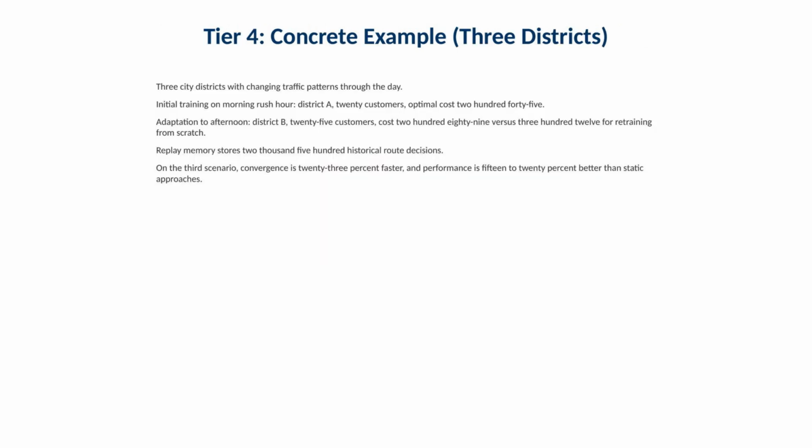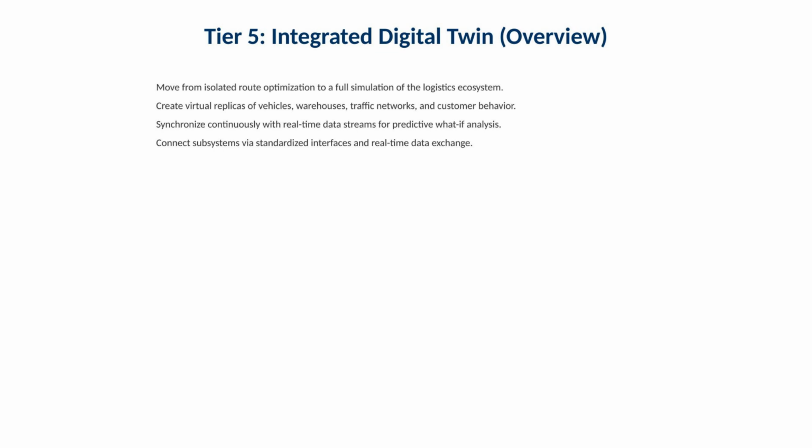In the example, the company operates in 3 districts with different traffic patterns. Training begins on morning rush hour in District A with cost $245. When adapting to District B, the approach achieves cost $289 compared to $312 for retraining. Replay memory stores 2,500 historical route decisions, enabling faster convergence in the third scenario and delivering 15 to 20% better performance than static methods. Tier 5 reframes vehicle routing as part of a larger system.